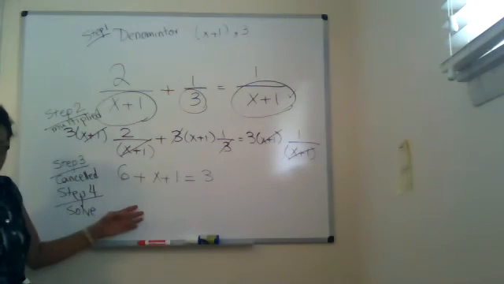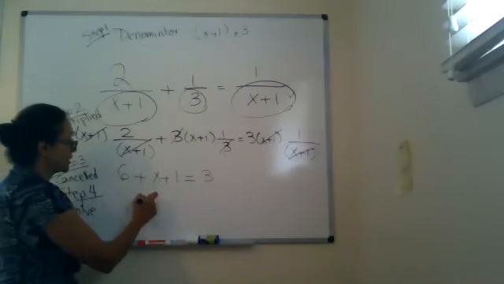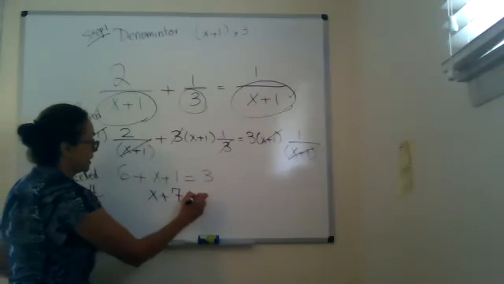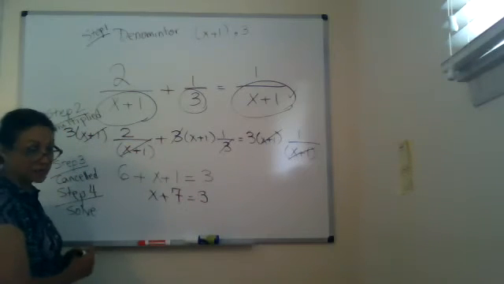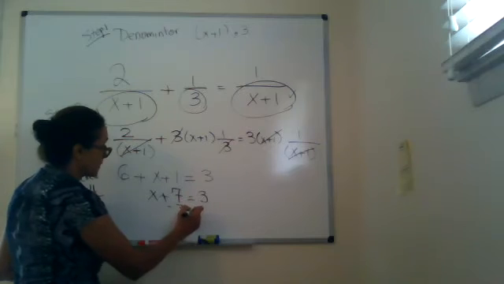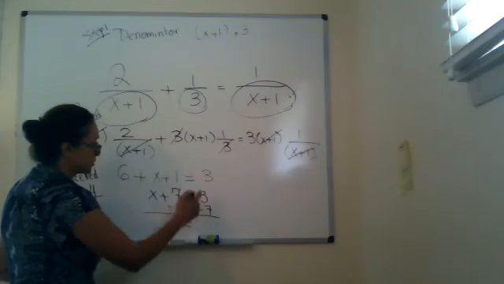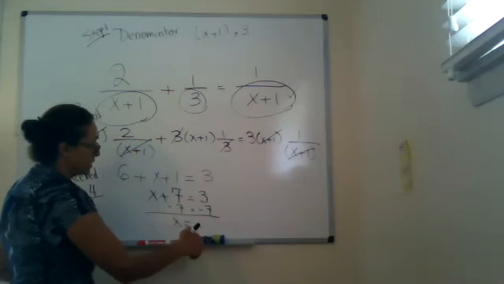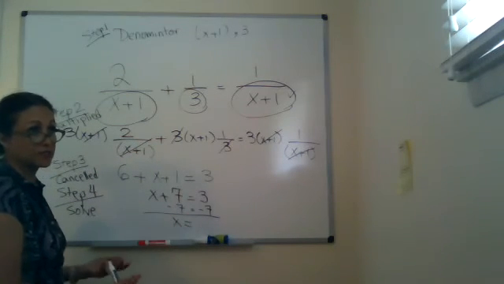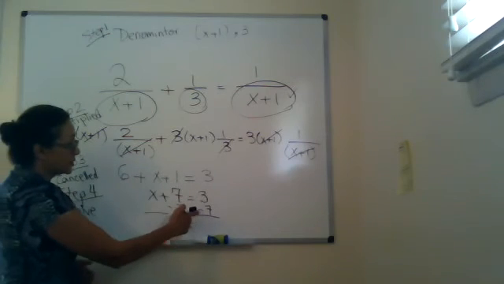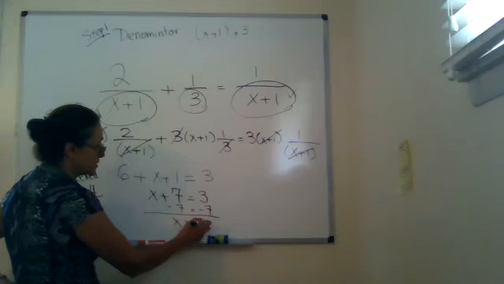All right, so now I'm going to add the like terms to each other. I have a 6 and a 1 over here, so I get x plus 7 equals 3. And then I'm going to subtract 7 from both sides. And I get x is equal to 3 minus 7, so you subtract the 3 from the 7 and you get 4. And you put the sign of the bigger number, so x is negative 4.